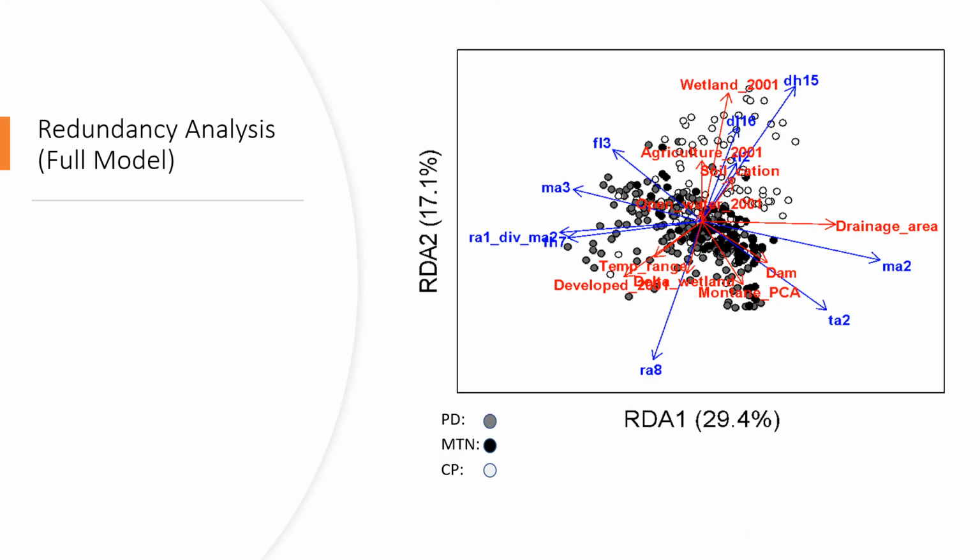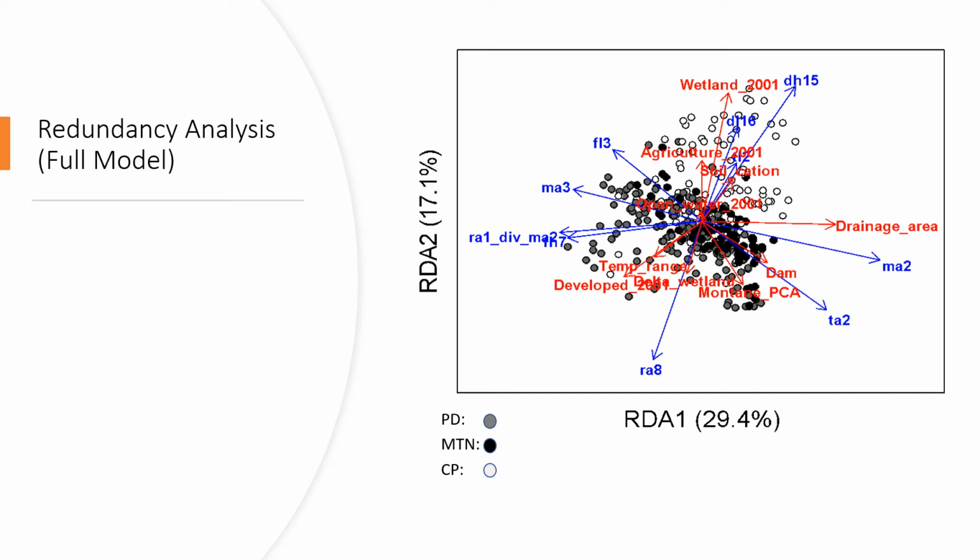So what you're seeing before you is a graph of a redundancy analysis. This has got all the ecoregions thrown in there. And based on this RDA, off the bat, you see that the first 2 axes capture about 47% of the variation in hydrology among sites, with each represented by a circle. Each circle is gray is the Piedmont, black is the mountains, white is the coastal plain.